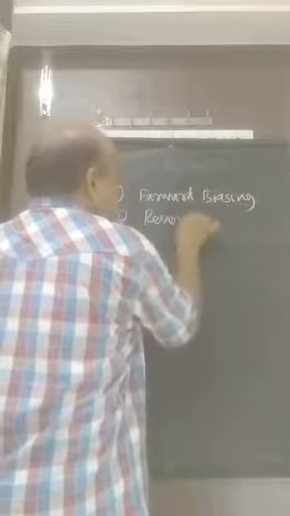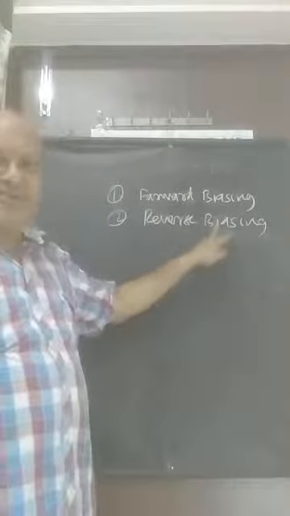Then this diode can be biased in two types. Number one is the forward biasing of the diode, and second is the reverse biasing of the diode. These two types of biasing are there, forward biasing and reverse biasing.